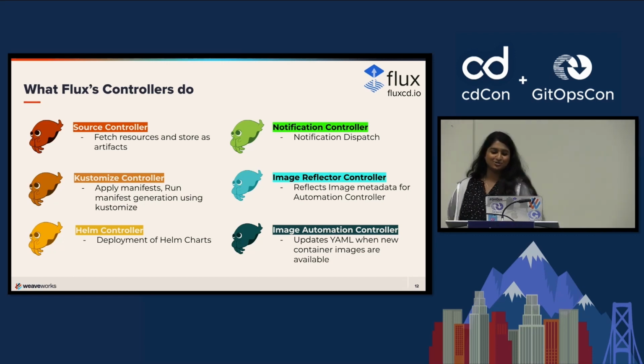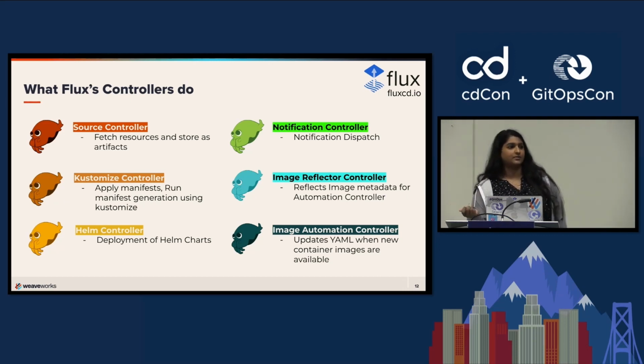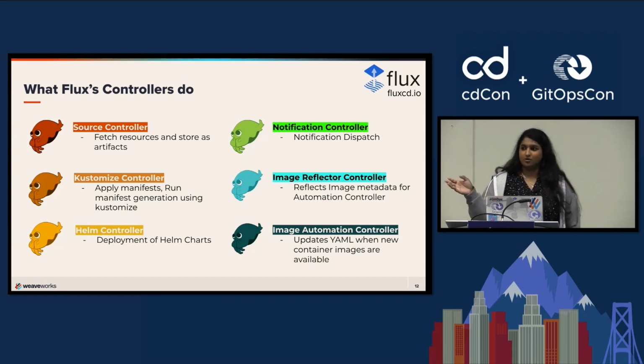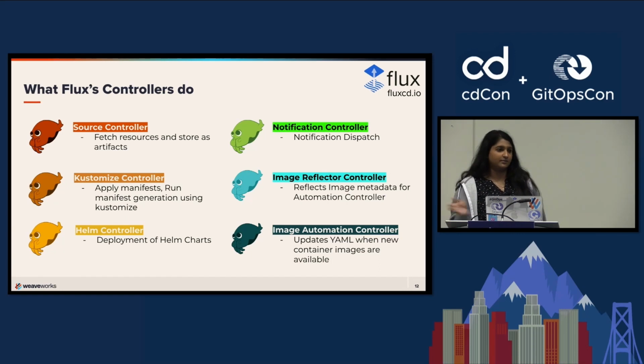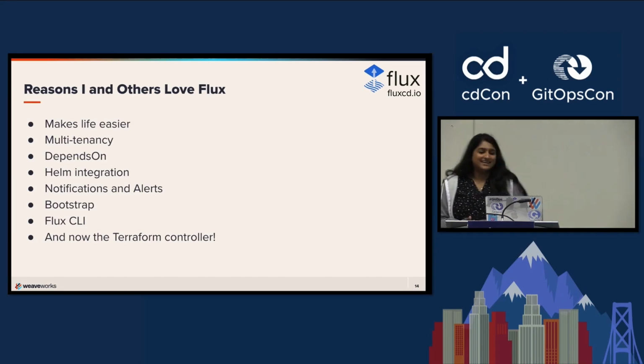And then the image controllers work together to update YAMLs whenever a new image is available. You can set it up using Semver to specify a range, so if it's minor changes, then go and pull in the change and actually push it to Git, and that way it'll immediately deploy it as well.